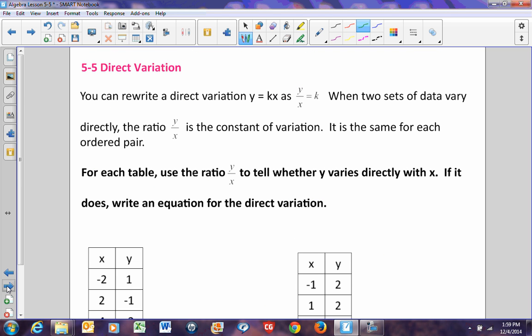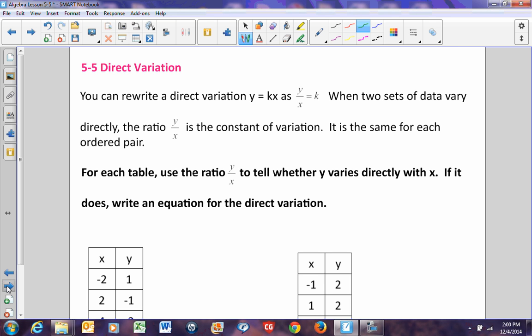You can rewrite a direct variation equation y equals kx as y over x equals k. Any equation can be solved for whatever variable you want to solve it for. When two sets of data vary directly, the ratio y over x is the constant of variation. It is the same for each ordered pair.